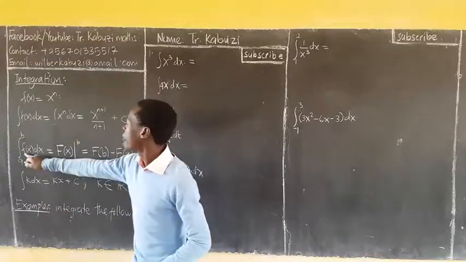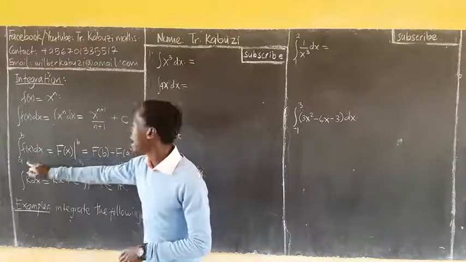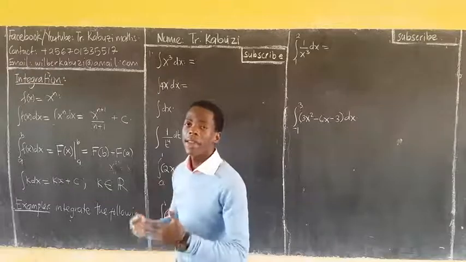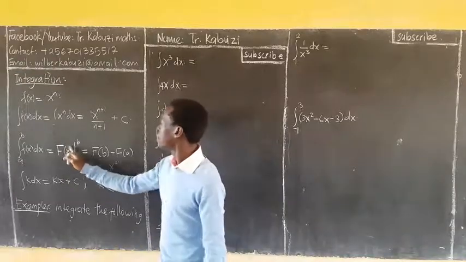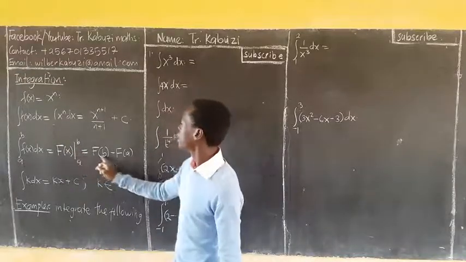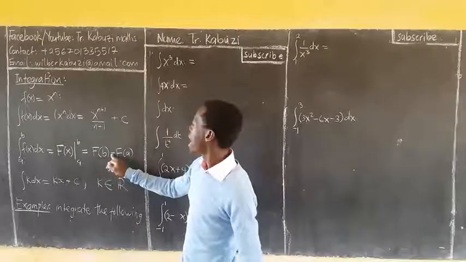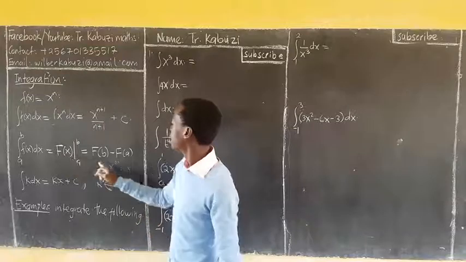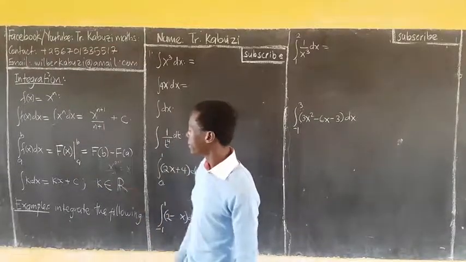So, assuming that when I integrate small f of x, I get capital F of x. Now, these ones we evaluate. You substitute in this function the upper limit, minus the same function that we have got after integrating, where you substitute in the lower limit.